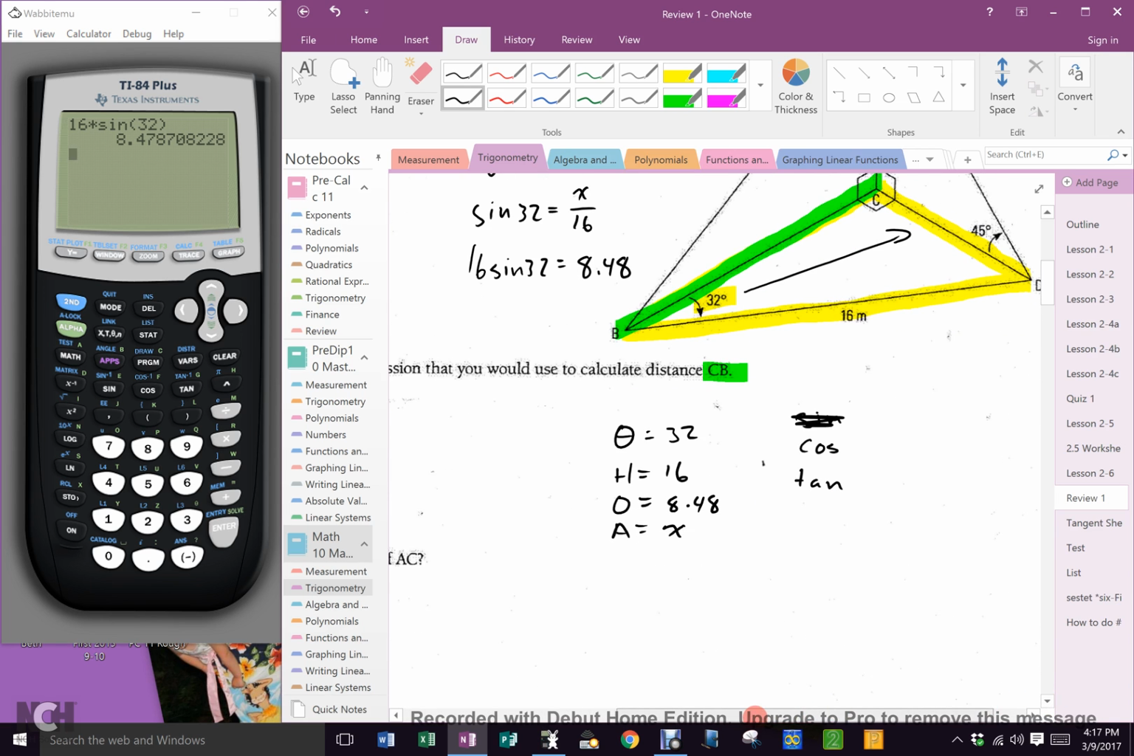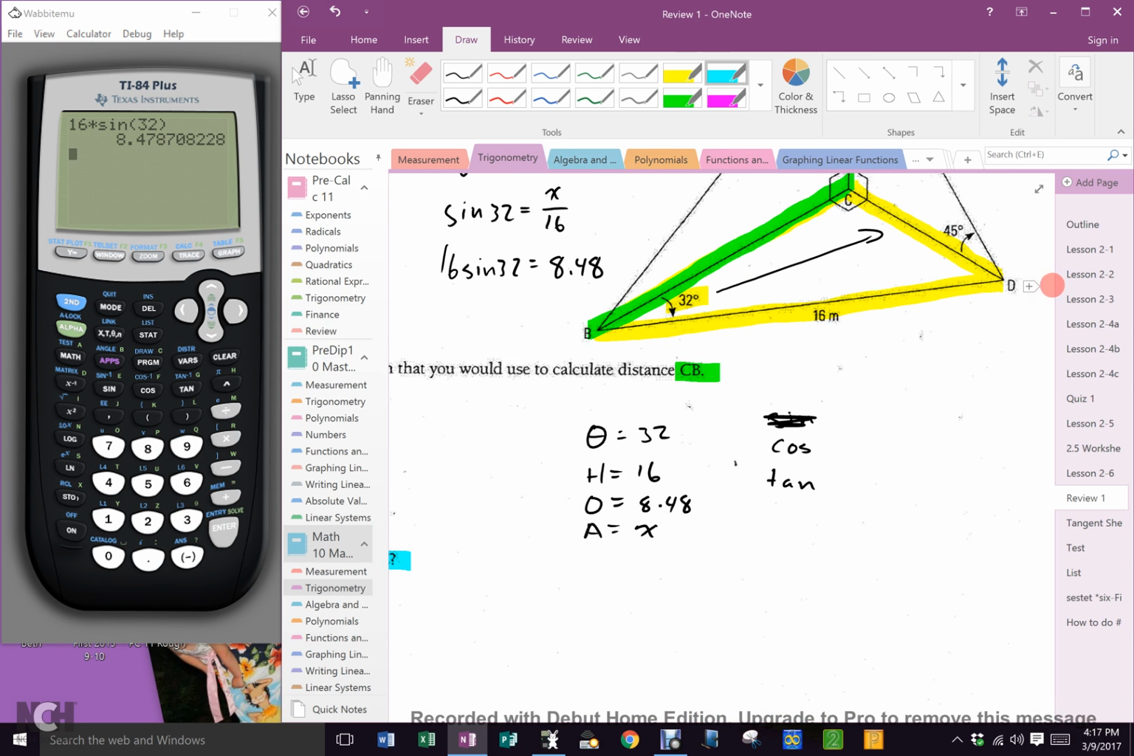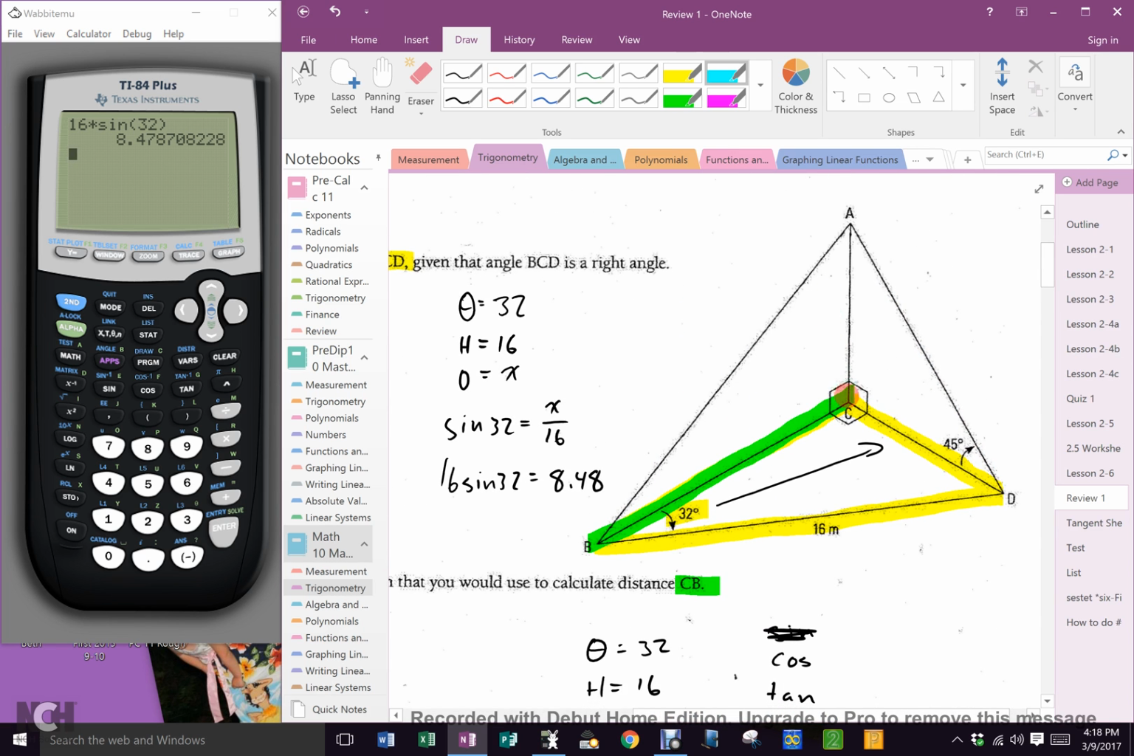The next question, what is the height of AC, which I'm going to highlight in blue? Go to my drawing. AC is right here in blue. Well, if this is 8.48 and this is 45, then this is 45. So that means these two sides have to be the same. So that's 8.48.